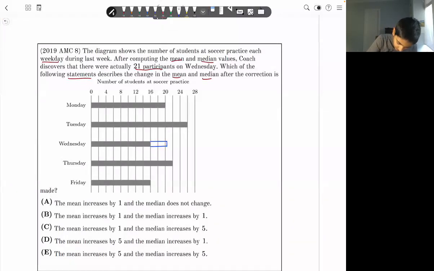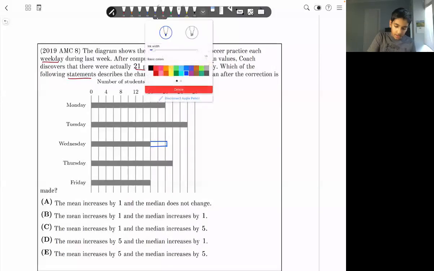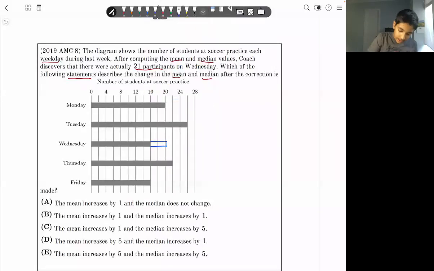So now we see that we make it 21. So now what can we do from here? We see that it increased by 5 on one day, so plus 5 on one day. Now that we have plus 5 on one day, how much is the mean going to increase by? Mean, or average, as it's typically referred to.